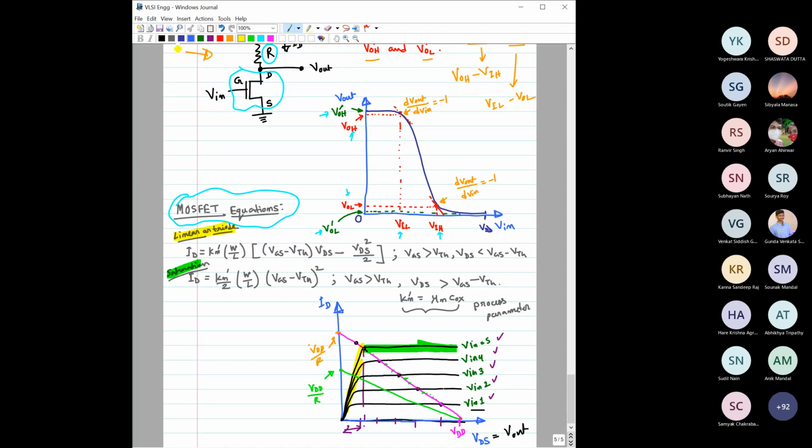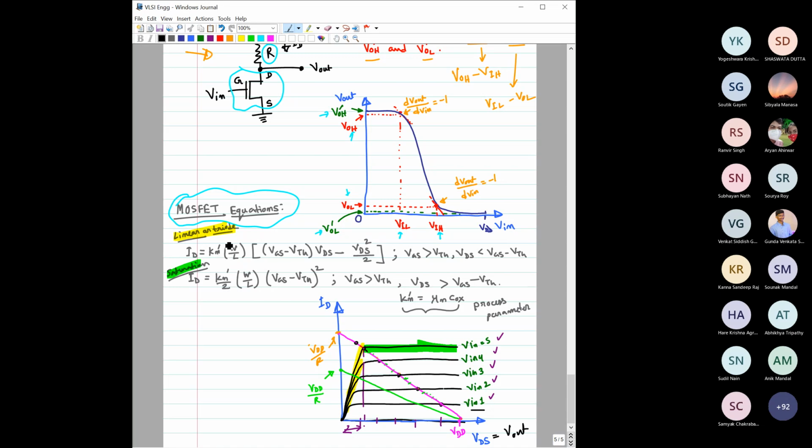And in the linear region, the MOSFET equation can be written in this way: ID equals Kn dash W by L into (VGS minus VTH) into VDS minus VDS square by 2, right? Where I hope you know, VGS is the gate to source voltage, VDS is the drain to source voltage, VTH is the threshold voltage of this NMOS, and W is the width of the transistor, L is the length of this particular transistor. So this W by L is called the W by L ratio or the aspect ratio of that particular transistor.